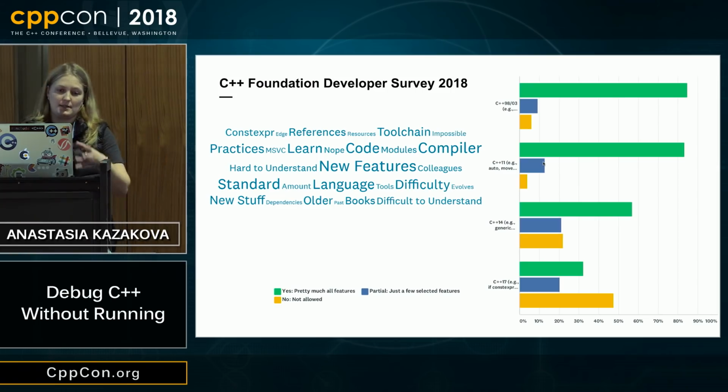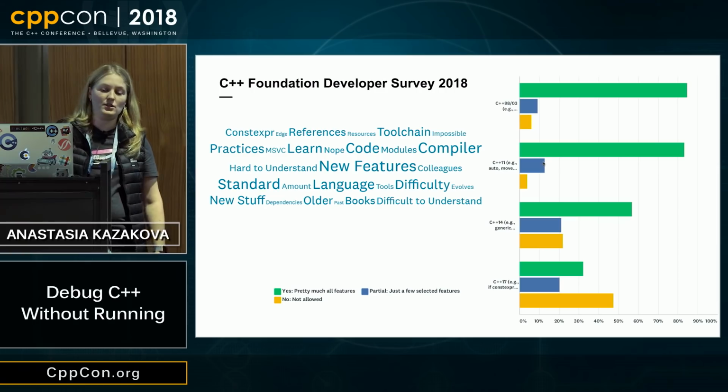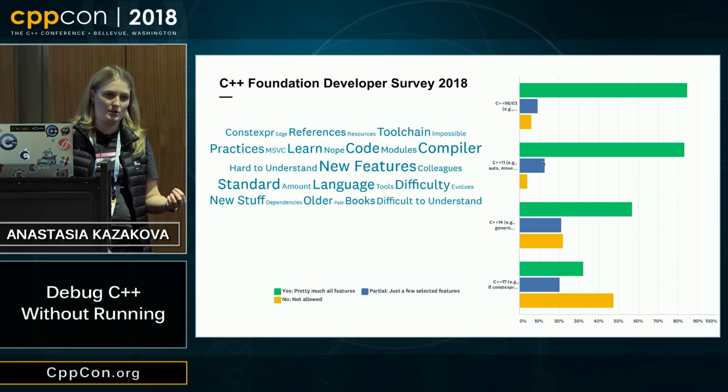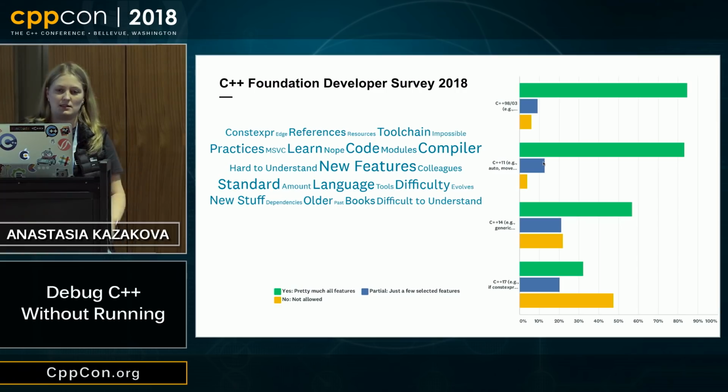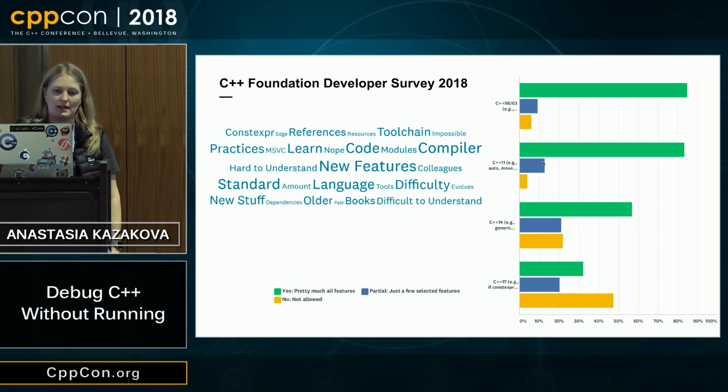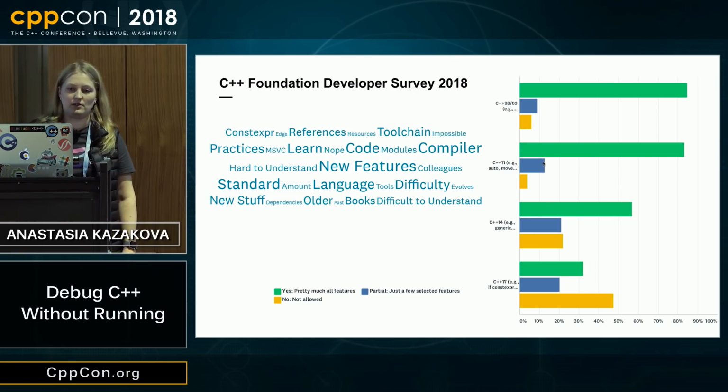And this cloud is actually very important because the C++ Foundation survey asked participants to describe their difficulty with the language. So what's the issue with adopting the new standards? And you can see words like difficulty and difficult to understand, supporting compilers and tool chains, and some words like impossible and all the rest.